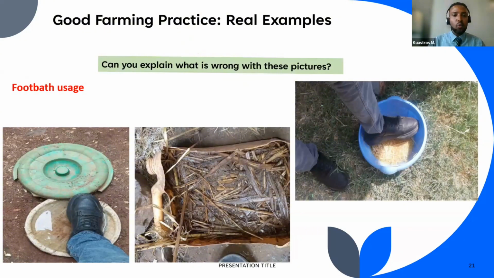Can you explain what's wrong with this picture? This is the foot bath usage that we saw in some of the farms that we are supporting. You can see the first picture, the middle picture, and the third picture. Can you say something about what's wrong with these pictures? Can you put your point in the chat box or in the Q&A? Maybe Alaudi, you can help me if there is any point mentioned in the chat or in the Q&A box.